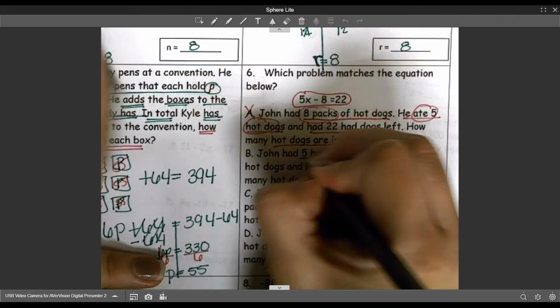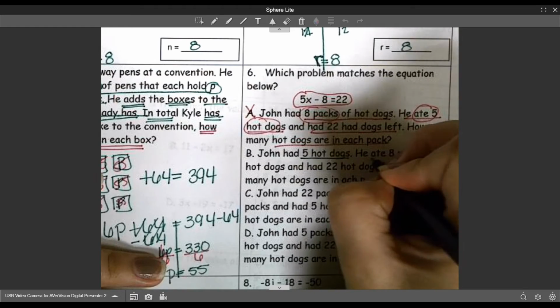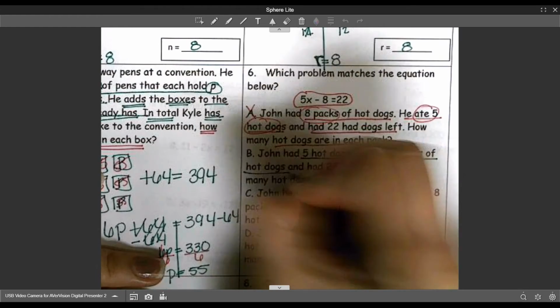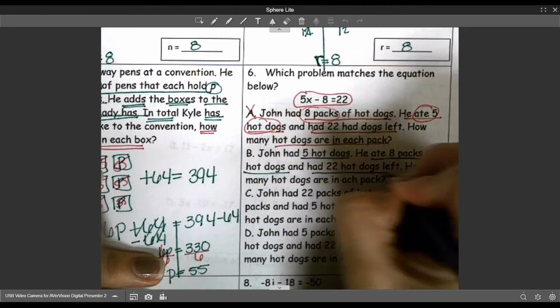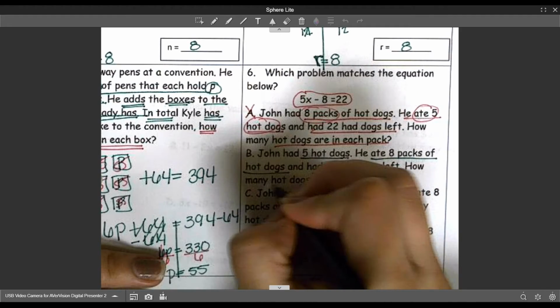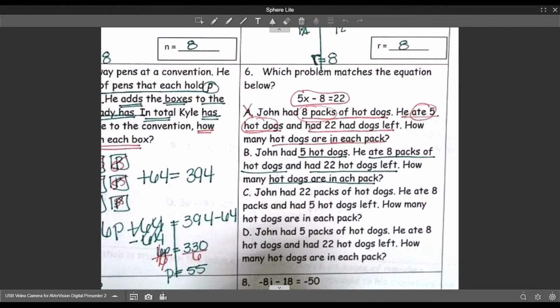Letter B. John had 5 hot dogs. He ate 8 packs of hot dogs and had 22 hot dogs left. How many hot dogs are in each pack? Is that true? Yes or no? Very good. This one is not true.